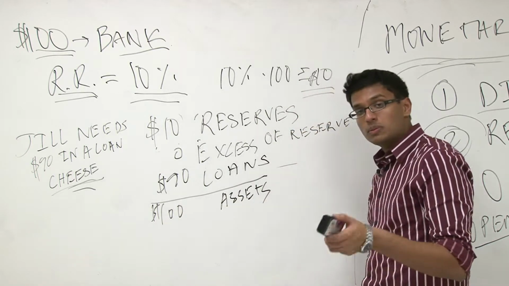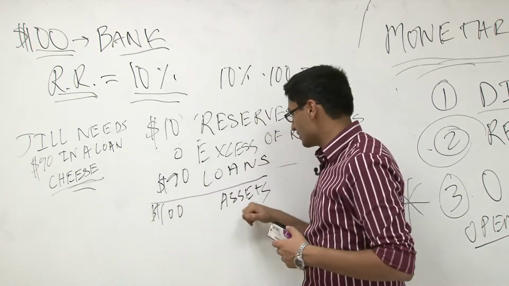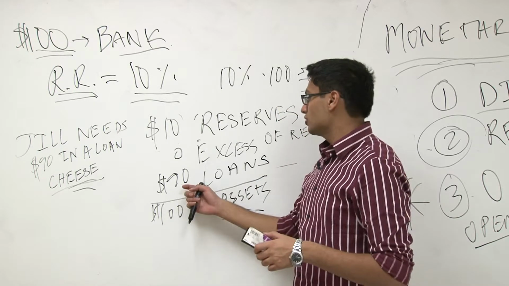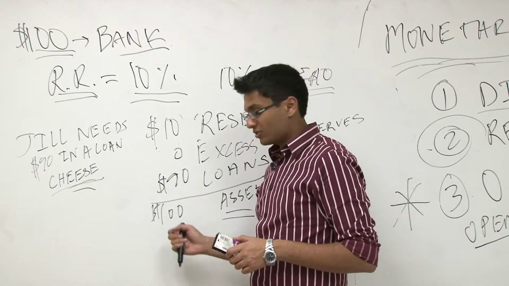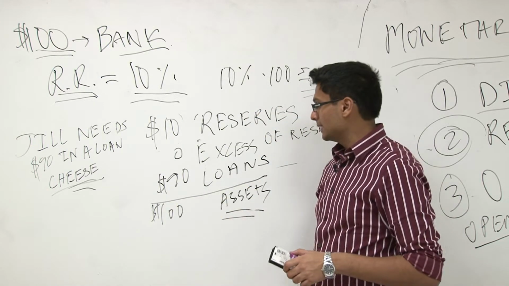By the way, how much people owe you guys? If someone owes you something, that comes under assets because you technically own that money, okay? So Jill took a $90 loan from the bank. This bank can put that $90 down as assets, okay? So assets are something you own and loans also come under that.